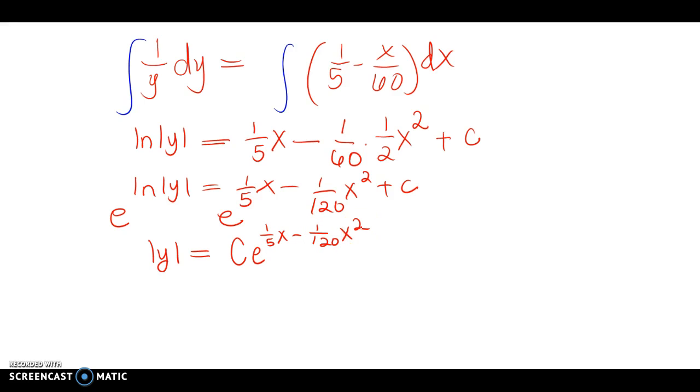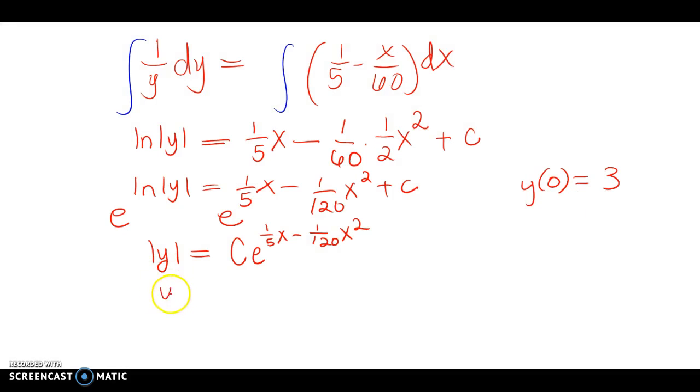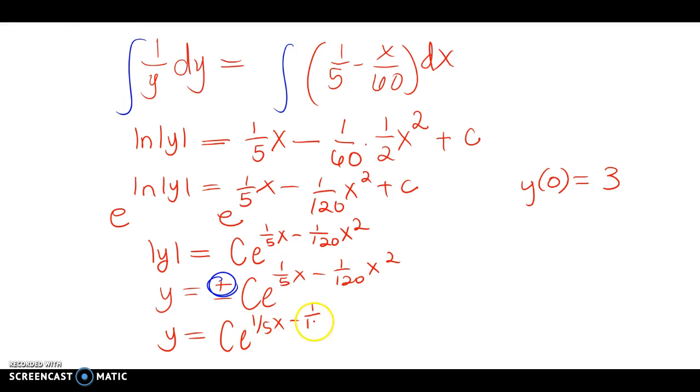Remember, I snipped over it, but our initial condition was y of 0 equals 3, and more specifically, y of 0 equals positive 3, which means when I drop these bars, I have to include plus or minus, and I'm going to keep the positive solution because my initial condition is a positive 3. So I'm in a place now where my solution is looking like y equals big C e to the 1/5 x minus 1 over 120 x squared.